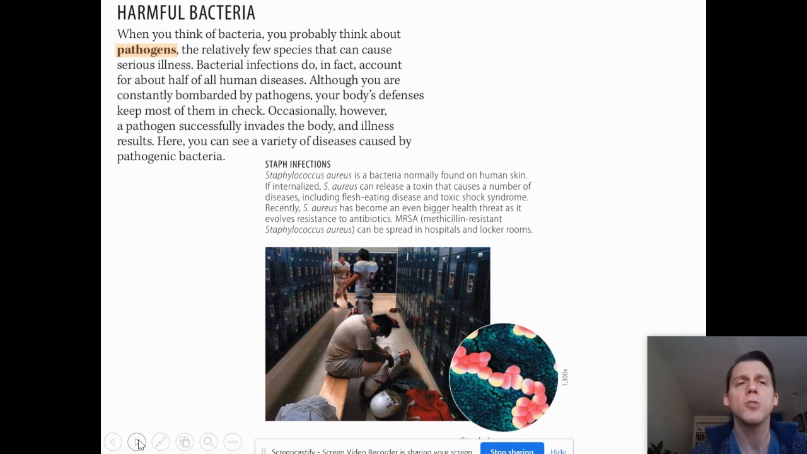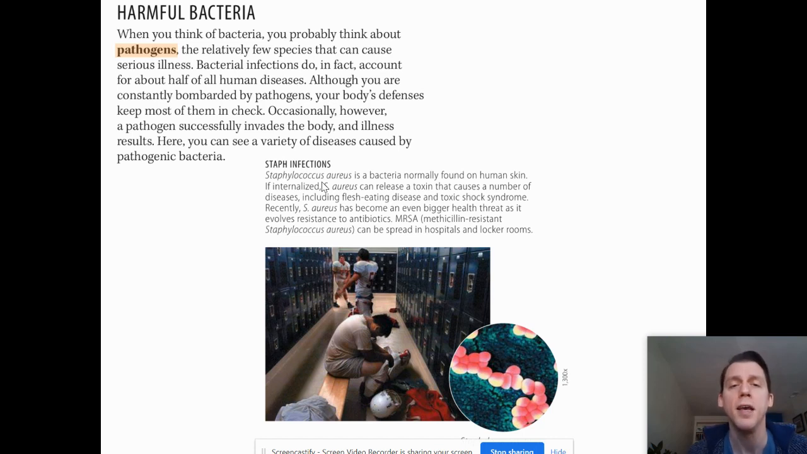Bacteria can also be what are called pathogens. A pathogen is a disease-causing agent. We often think about bacteria as pathogens, and many bacteria are pathogens. One common pathogen is a staph infection. Staphylococcus is a bacteria that can cause very serious infections, although it's pretty common. If it gets very deep in our tissue, it can cause some serious problems.